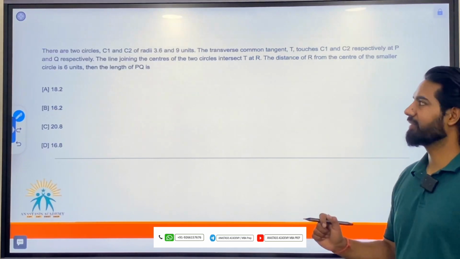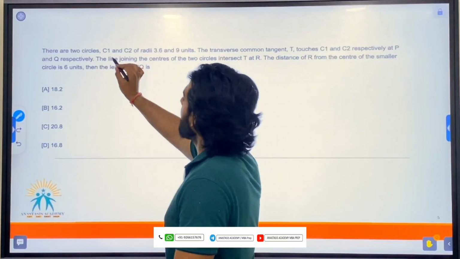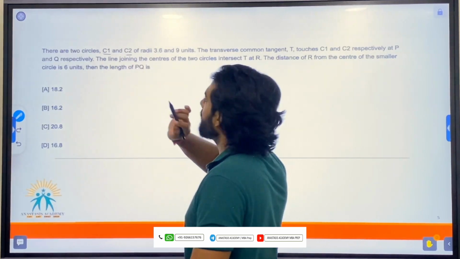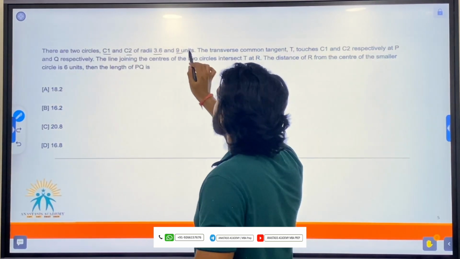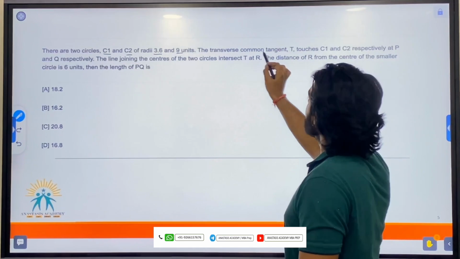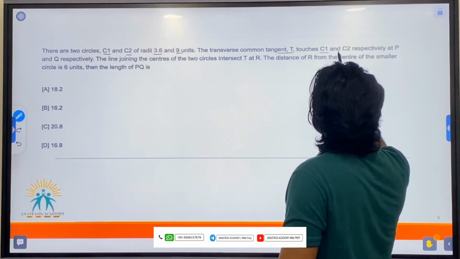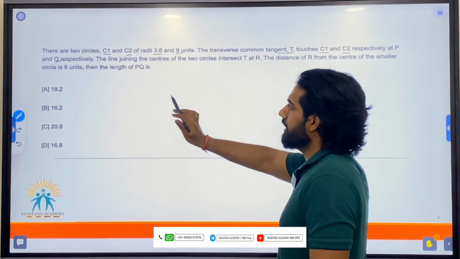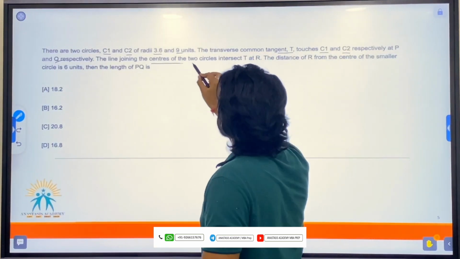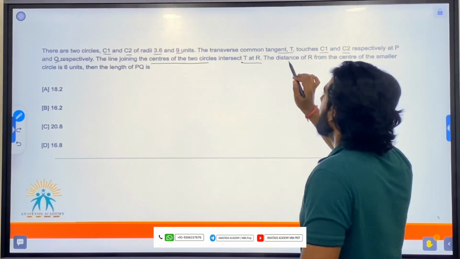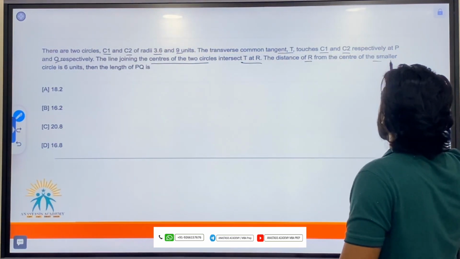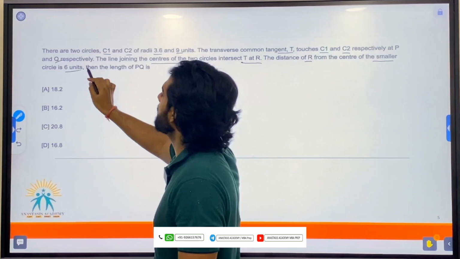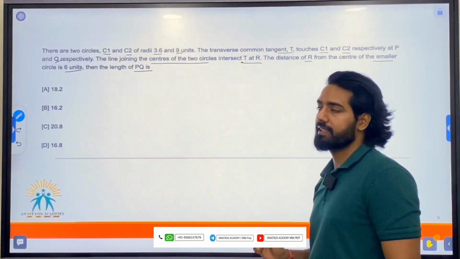Let's solve this question. There are two circles C1 and C2 of radii 3.6 and 9 units. The transverse common tangent T touches C1 and C2 respectively at P and Q. The line joining the centers of the two circles intersects T at R. The distance of R from the center of the smaller circle is 6 units. Then the length of PQ is.